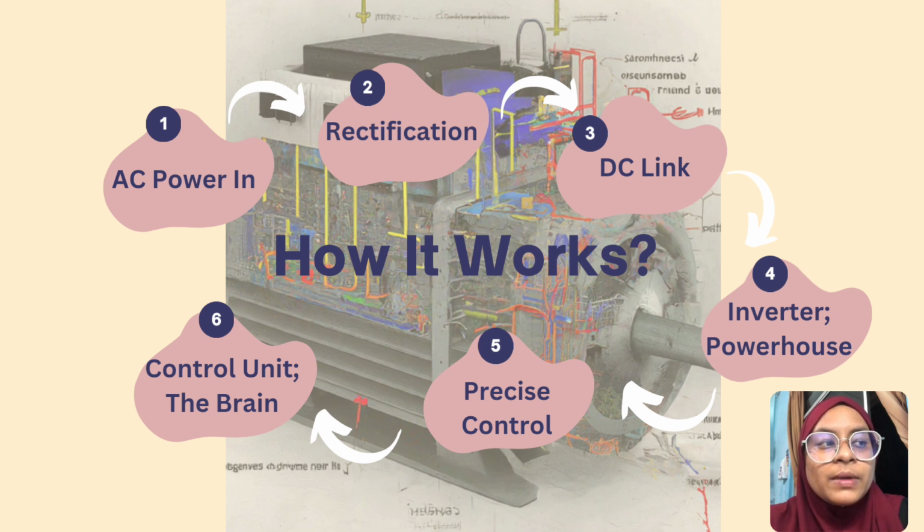And then inverter, or the powerhouse. The DC power from the capacitor gets fed into the inverter, the heart of the SSD. This clever component uses power electronics to rapidly switch the DC voltage on and off. By controlling these on-off cycles very precisely, the inverter converts the DC voltage back into AC voltage, but with two key differences. First, variable voltage: the inverter can adjust the peak voltage of the output AC waveform. Second, variable frequency: the inverter can control how often the AC waveform cycles on and off.